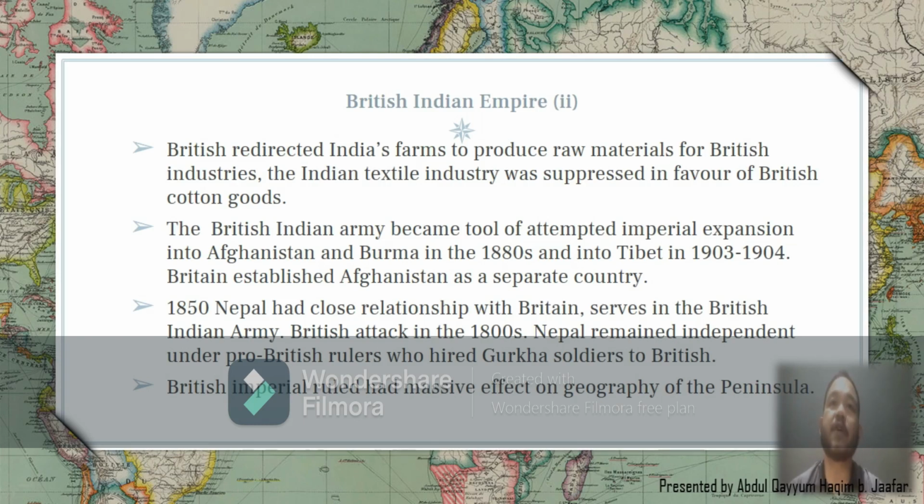Britain established Afghanistan as a separate country. In 1850, Nepal had a close relationship with Britain, and its soldiers served in the British Indian Army. Despite British attacks in the 1800s, Nepal remained independent under a pro-British ruler who hired out Gurkha soldiers to the British. British imperial rule had a massive effect on the geography of the peninsula.